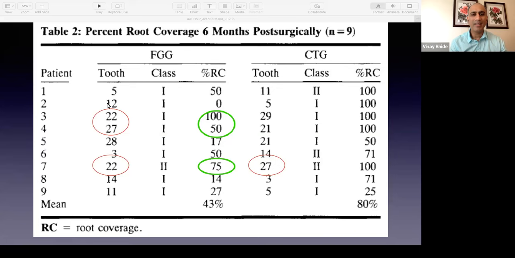But when you look at the data, what's interesting is that in the teeth that were treated with free gingival grafts, three out of the nine were in the mandibular anterior. And oddly enough, the root coverage for all of these teeth was on average better than for the non-mandibular anterior treated teeth. Whereas in the connective tissue graft treated teeth, there's only one tooth from the anterior mandible. And everything else was either from other areas or even the anterior maxilla.